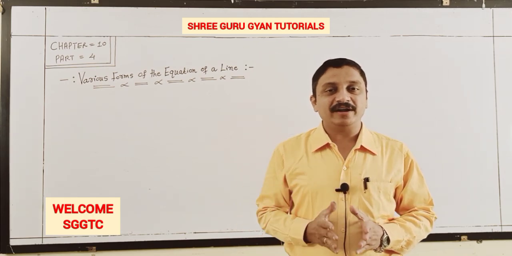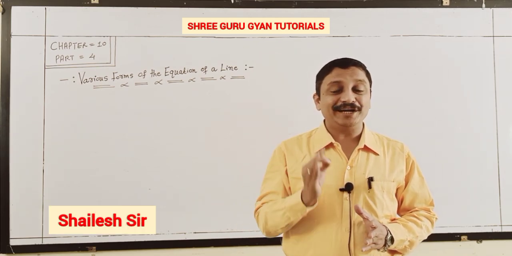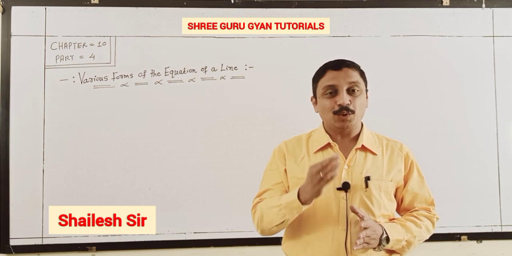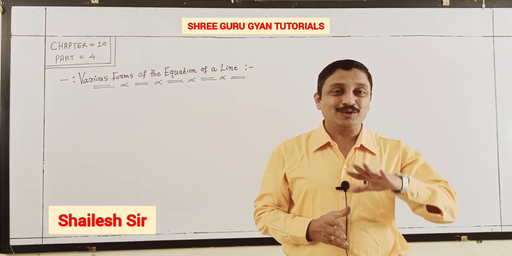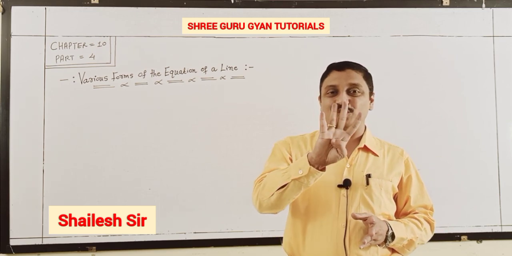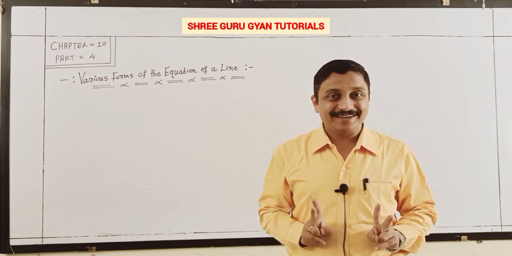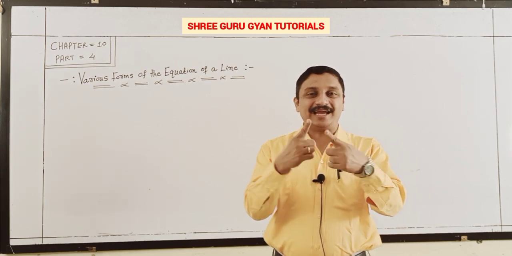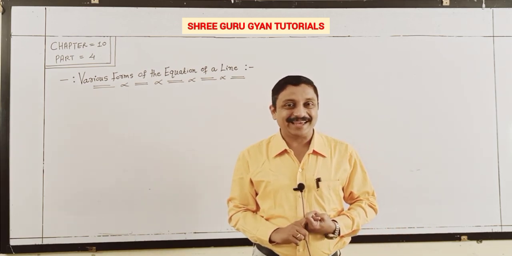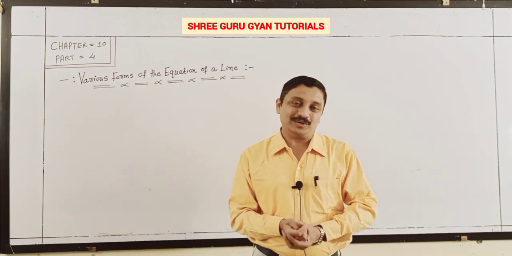Students, in the last part we studied slope-related points, the slope of the lines, the definition of slope, the four types of different slopes, two conditions between two parallel lines and two perpendicular lines, and the angle between two lines.